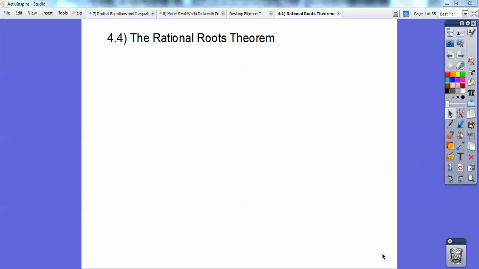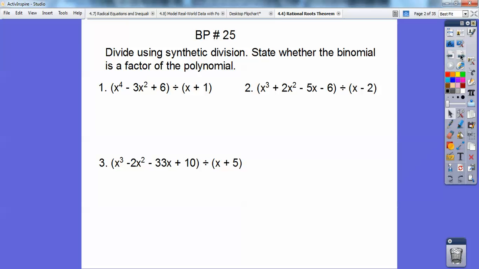This pre-calculus lesson is called the Rational Roots Theorem. Let's go ahead and do the board problem here. Divide using synthetic division and then state whether the binomial factor is a factor of the polynomial.